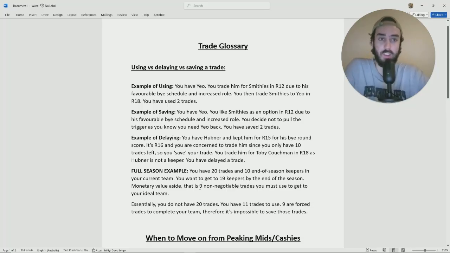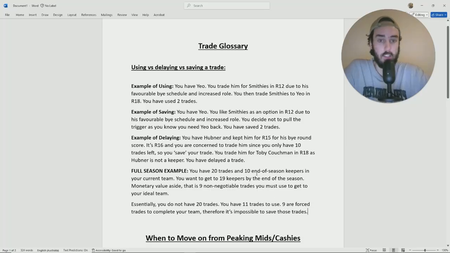I also talked about it yesterday that most of these trades, like trying to get in if you traded out Yo, Cleary, Haas, it's more than likely going to take 2 trades to get up to them because they're so much more expensive than any other players in the game. So yeah, if you could do straight swaps, that's 9 trades that you have to use, that you're forced into to get to your ideal team by the end of the season. So you really only have 11 trades left. So it's impossible to save those trades.